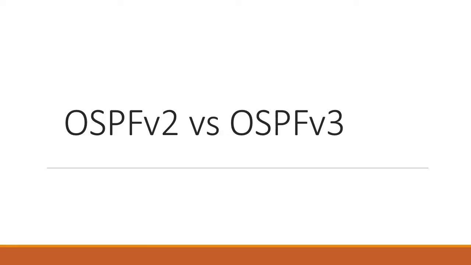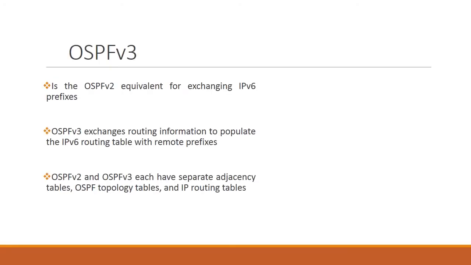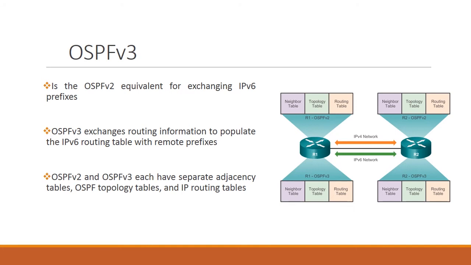Now we're going to talk about OSPFv3. OSPFv3 is the OSPFv2 equivalent for exchanging IPv6 prefixes. OSPFv3 exchanges routing information to populate the IPv6 routing table with remote prefixes. OSPFv3 also uses the SPF algorithm as a computation engine to determine the best paths throughout the routing domain. OSPFv2 and OSPFv3 each have separate adjacency tables, OSPF topology tables, and IP routing tables.